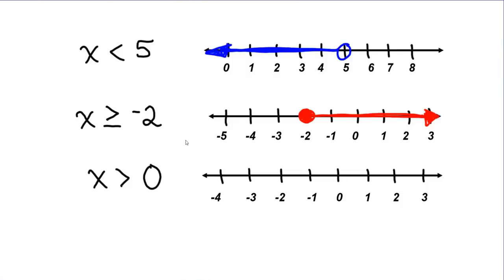And then the last one, x is greater than 0. 0 is not a possible solution, so I'm going to put an open circle on 0, and then everything to the right of 0 is going to be greater than 0, so I draw my arrow to the right to show those are the solutions. So that's graphing inequalities on a number line. Pretty straightforward to do that.